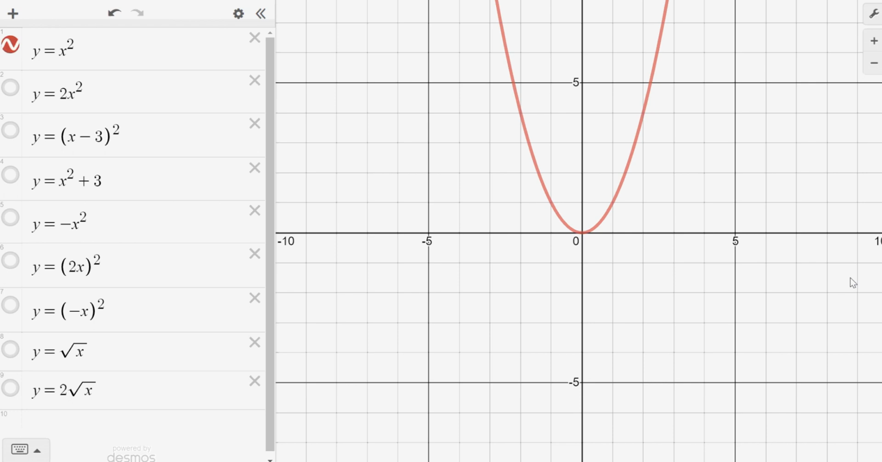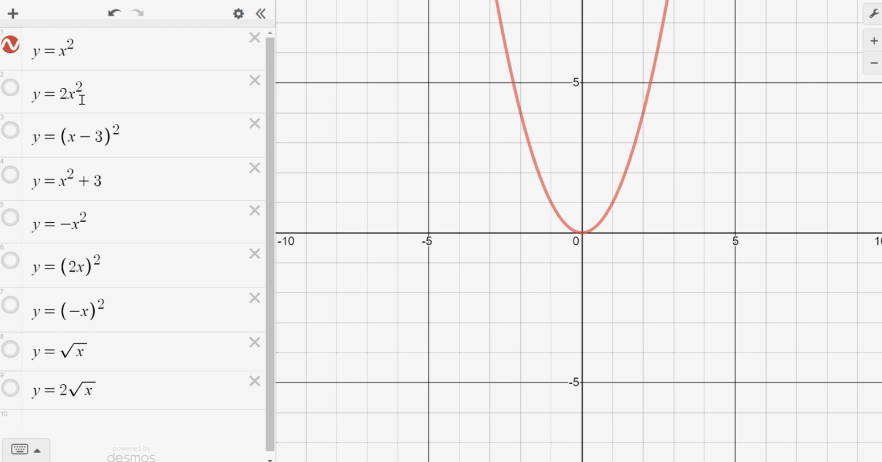So in this video, we're going to talk about transformation of graphs and how things transform. And what I'm going to do is use Desmos to help explain this. What I have here is a parabola, just regular y equals x squared. And we're going to look at how this parabola is going to change as we do things to the equation.